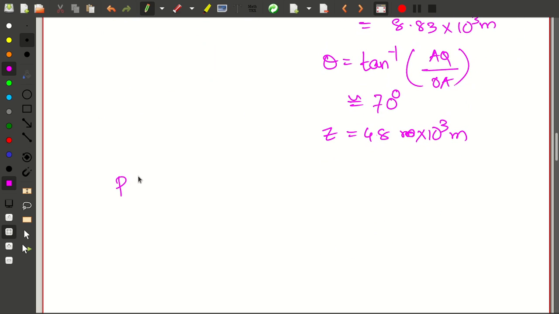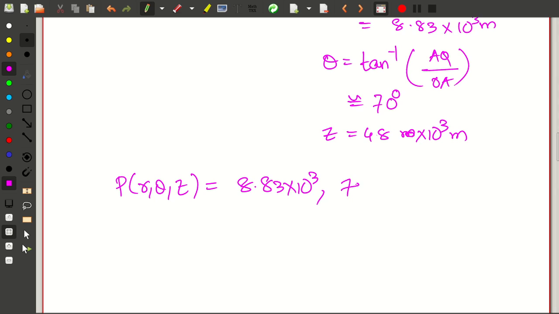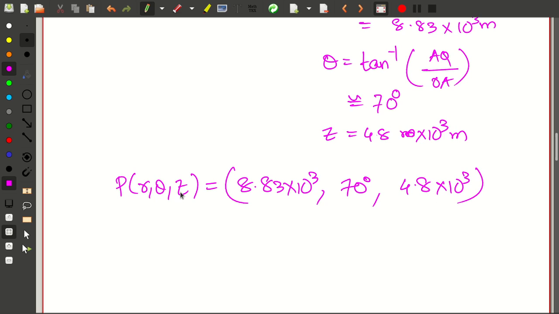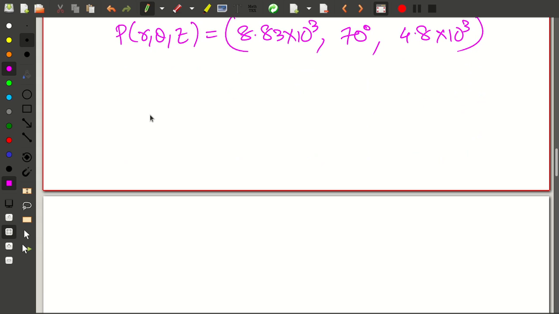Therefore the coordinates of P in the cylindrical coordinate system, r, theta, and z, is equal to 8.83 into 10 raised to 3 comma 70 degree comma 4.8 into 10 raised to 3. This is the coordinates of P in the cylindrical coordinate system. Now what you have to find is the velocity in the cylindrical polar coordinate system. The best way to find that is to use the transformation equation between the cylindrical polar coordinate system and the Cartesian coordinate system.